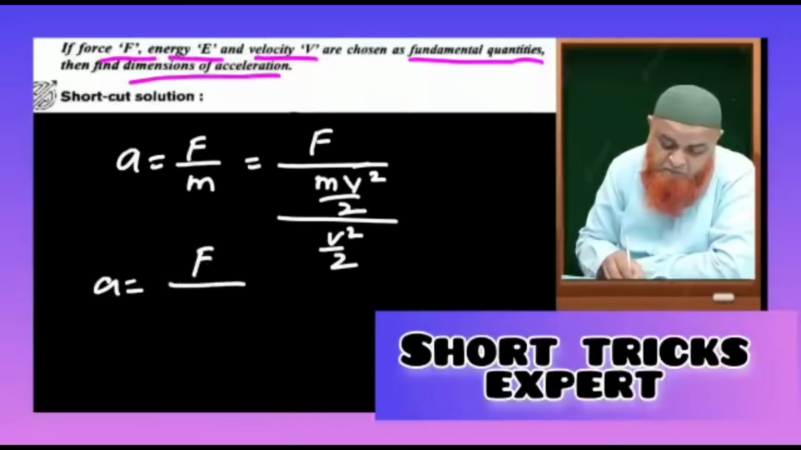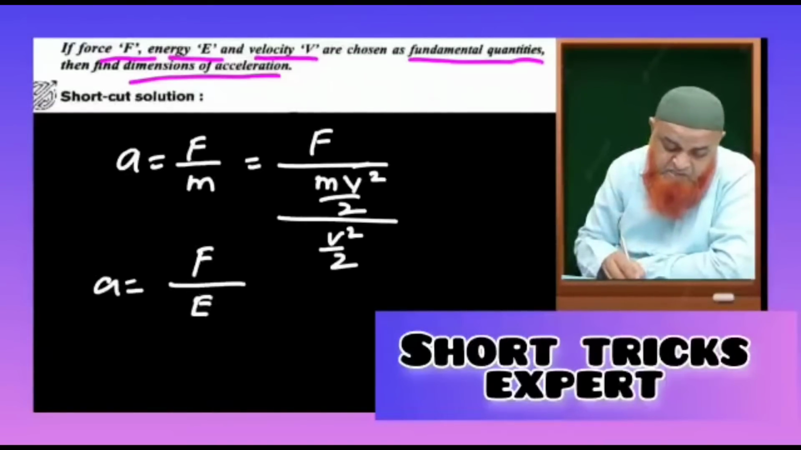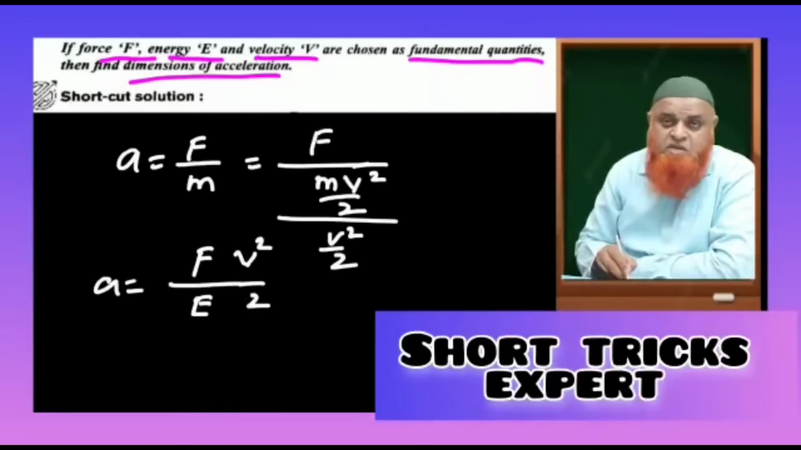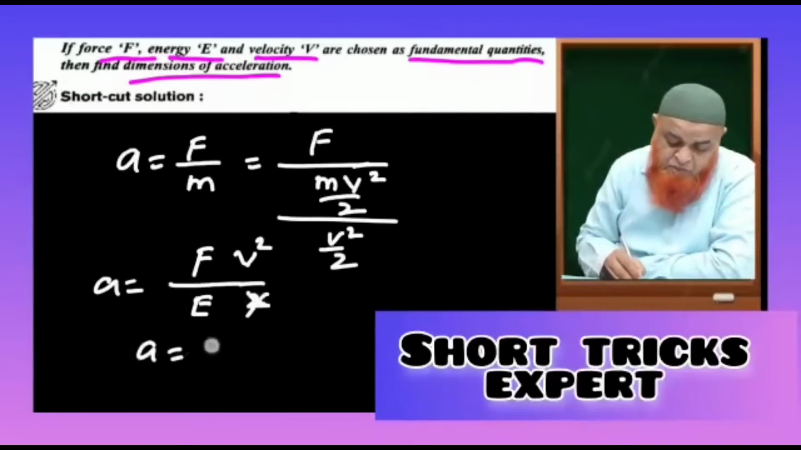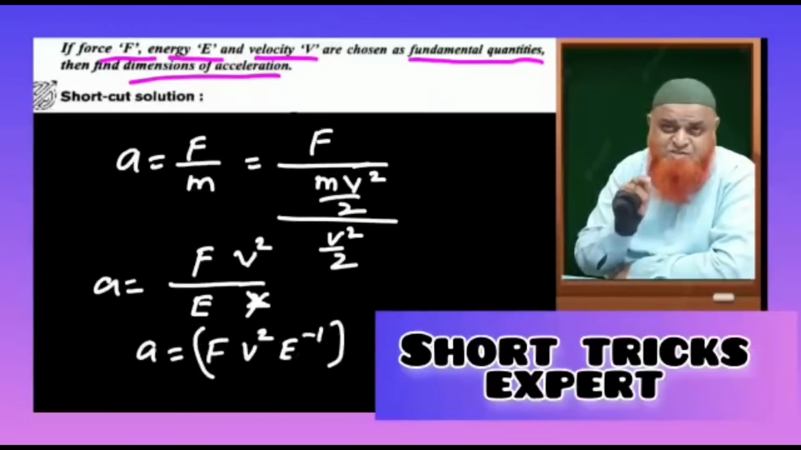Acceleration, force will be like that only. Half m v square is nothing but kinetic energy, so I am writing energy like that only. And what is left here, v square by 2 is left. It will come to the numerator, that is v square by 2 here. And you know that 2 does not have any dimension, so remove it. So you can write now a is equal to f v square e power minus 1. Your answer is ready.